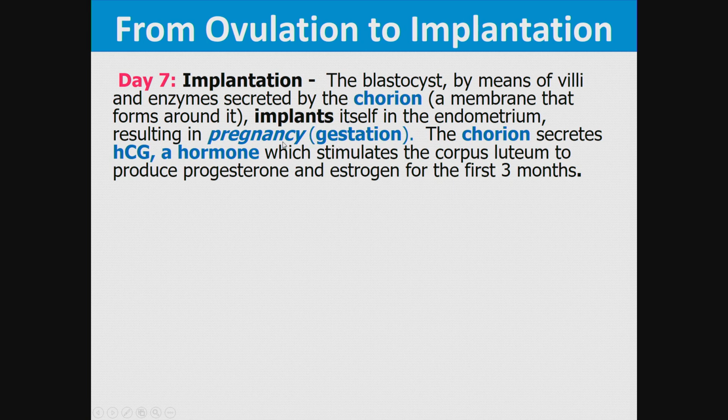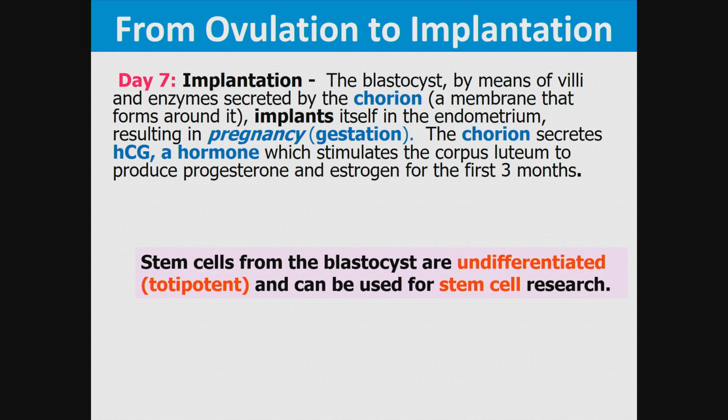the mom during pregnancy. The chorion secretes HCG, a hormone which stimulates the corpus luteum to produce progesterone and estrogen, maintaining the pregnancy for the first 3 months. Stem cells from the blastocyst are undifferentiated, or in other words, totipotent, and can be used for stem cell research.